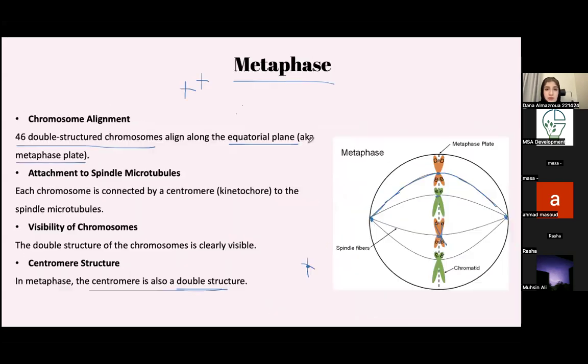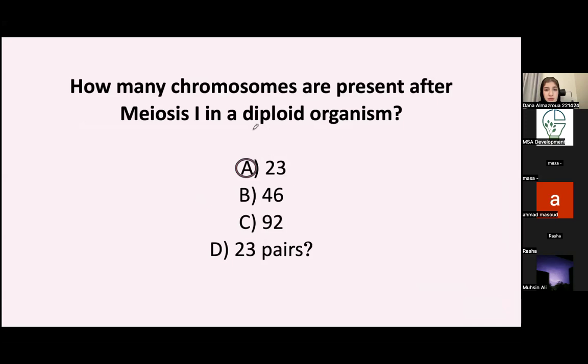So let's go back to the questions. How many chromosomes are present after meiosis I in a diploid organism? Diploid organism is basically just there to confuse you. It would be 23 chromosomes because we've already divided them. We don't care. And we said we don't care about the number of chromatids when we say chromosomes. We care about the number of centromeres. So we'd end up having 23 chromosomes. The chromatids are really not relevant in whether it's haploid or diploid.